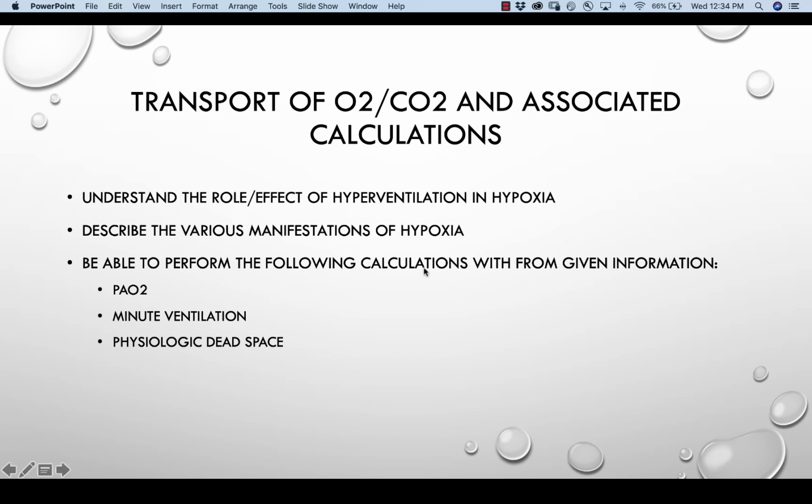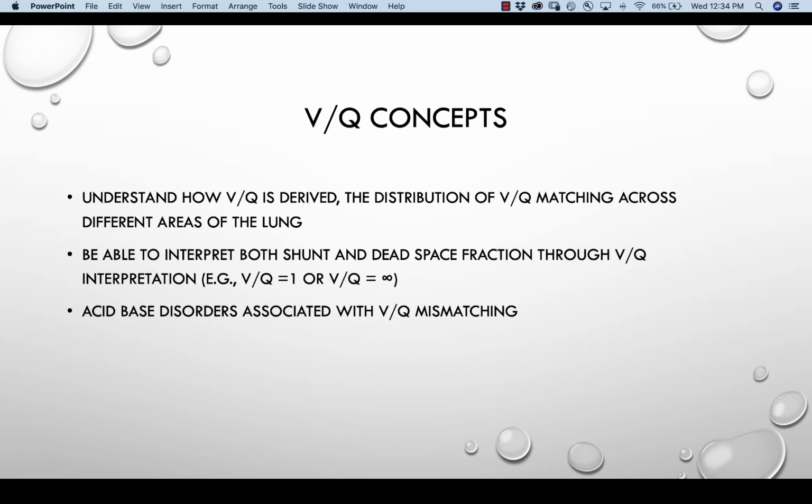Be able to perform the following calculations. As far as calculations go, it's not too bad. I'm going to ask you to calculate the PaO2. Remember, the PiO2 is just the first half of that equation. Minute ventilation is a pretty straightforward calculation, and then your physiologic dead space. These are all things that we've touched on in our associate degree program. So again, this is just a review and more or less a conceptualization of how to apply these things.